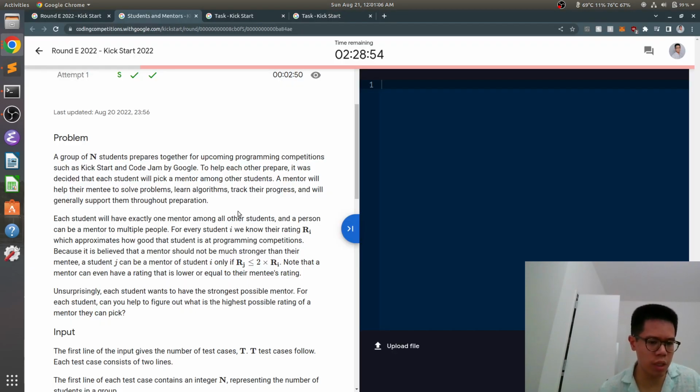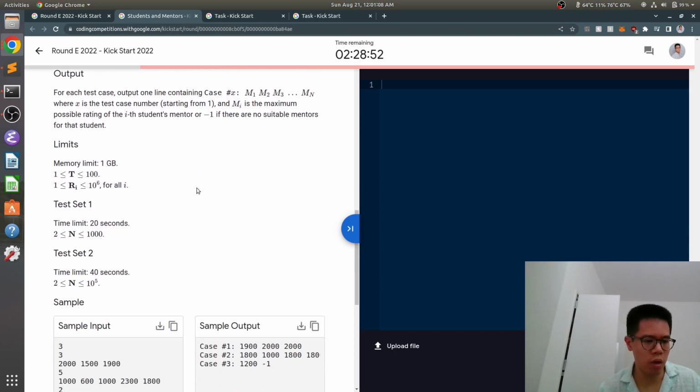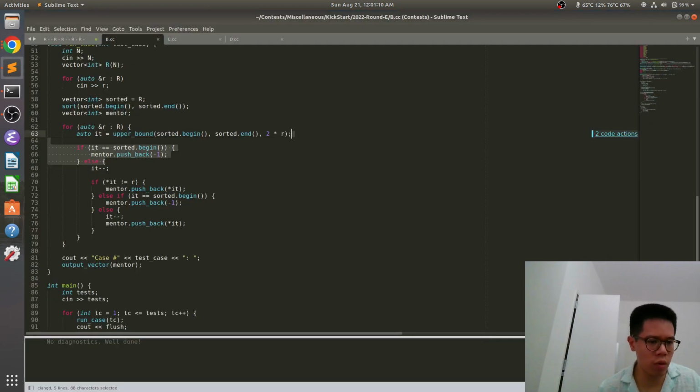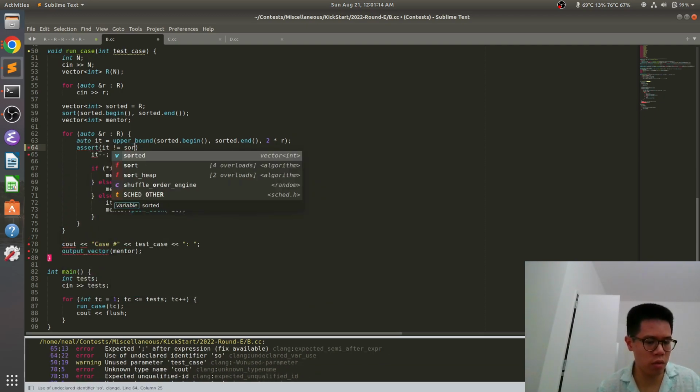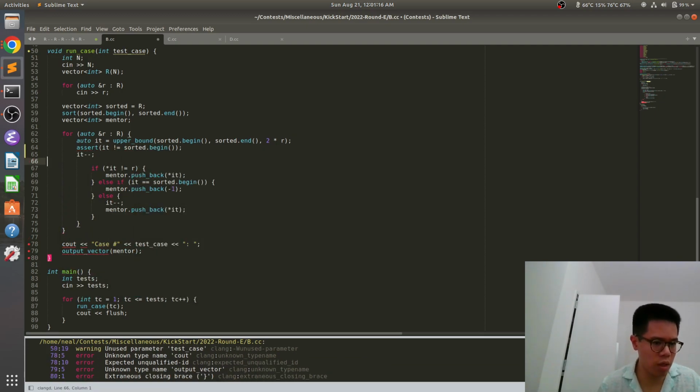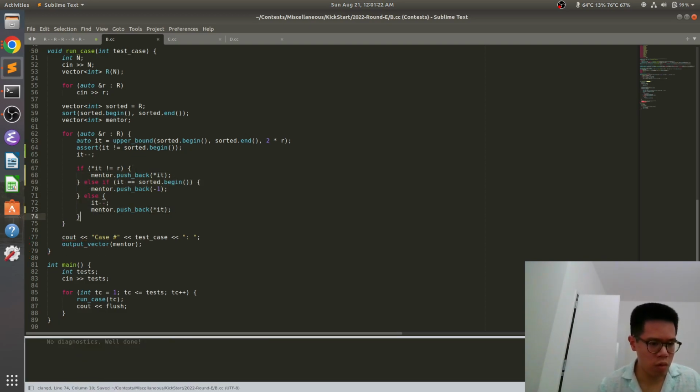This can never happen because the student's own rating is inside, so I can actually just eliminate this. So assert it, sort it out again, and this can help us apply our code. Okay, cool, that's better.